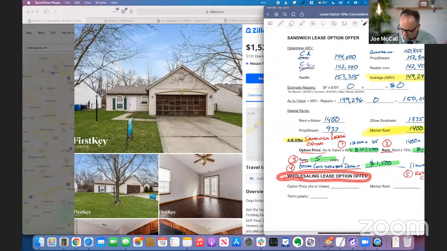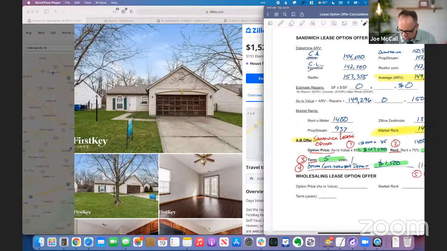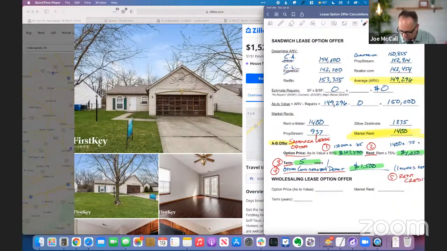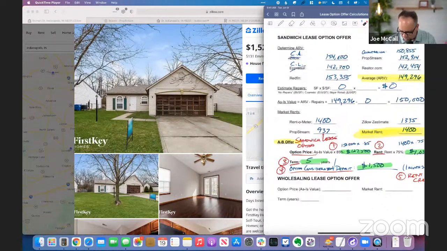So sometimes I don't present both to the seller until after I've already presented this to them. If I presented this to them and they say no, or if I know they don't have enough equity, then I'm going to present this wholesaling lease option offer to them. When it comes to a wholesaling lease option offer, it's really simple. I'm going to give them whatever price they want as long as they're willing to wait for it.